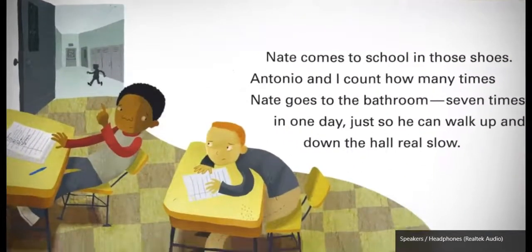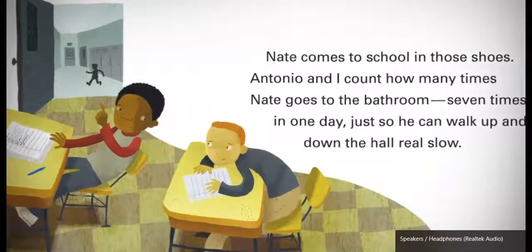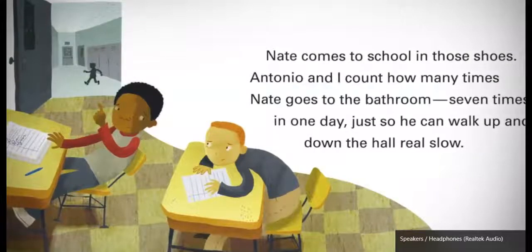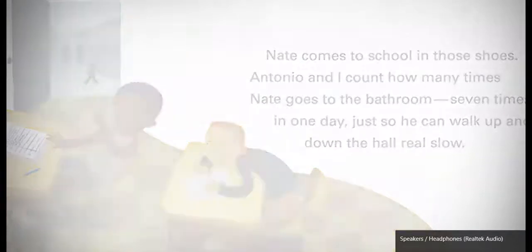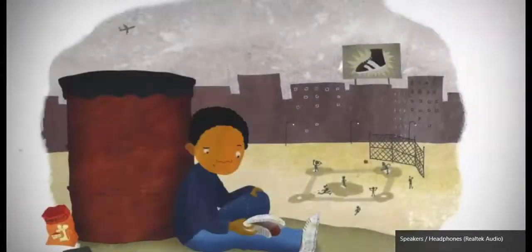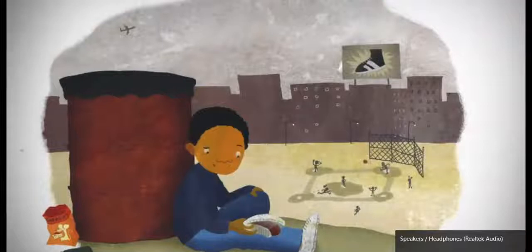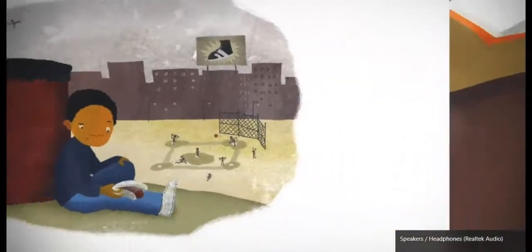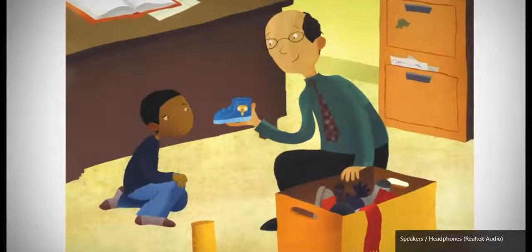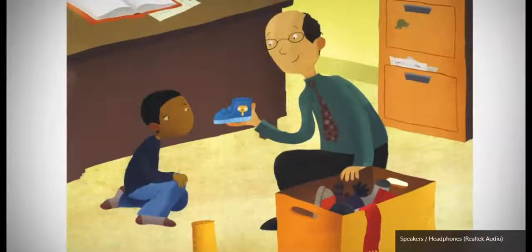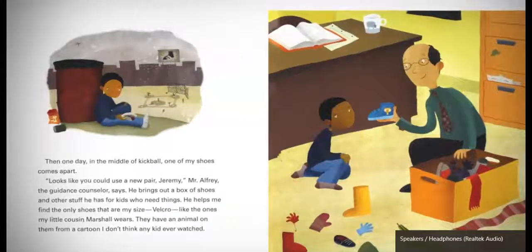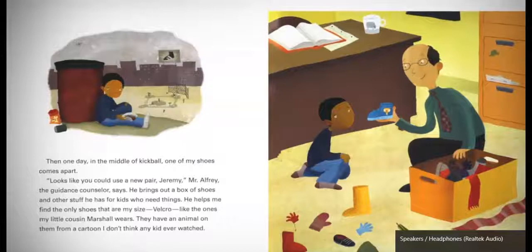Nate comes to school in those shoes. Antonio and I count how many times Nate goes to the bathroom. Seven times in one day, just so he can walk up and down the hall real slow. Next, Alan Jacoby and Terrence each get a pair. Then one day, in the middle of kickball, one of my shoes comes apart. Looks like you could use a new pair, Jeremy, Mr. Alfrey, the school counselor says. He brings out a box of shoes and other stuff he has for kids who need things. He helps me find the only shoes that are my size. Velcro, like the ones my little cousin Marshall wears.